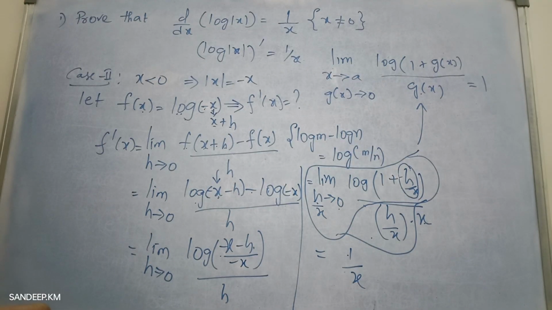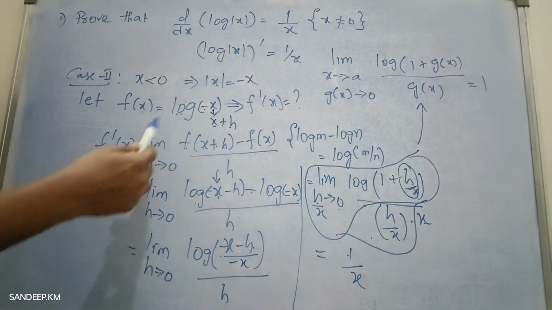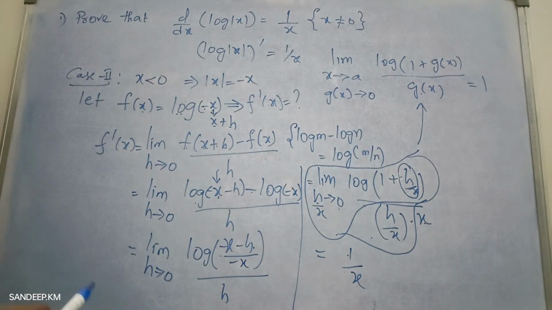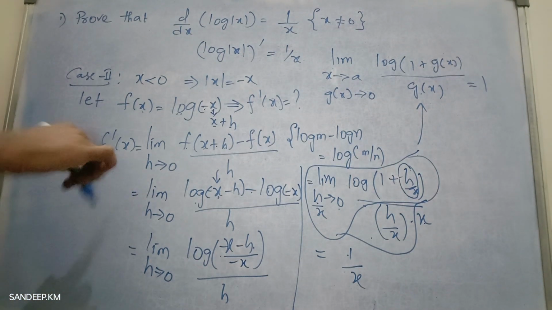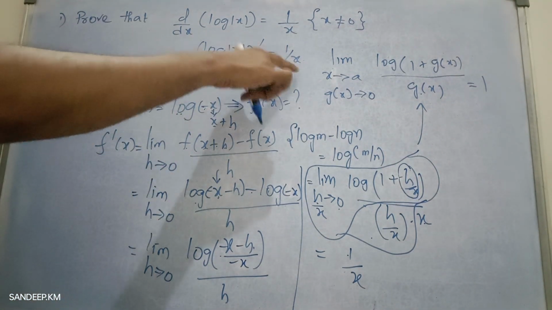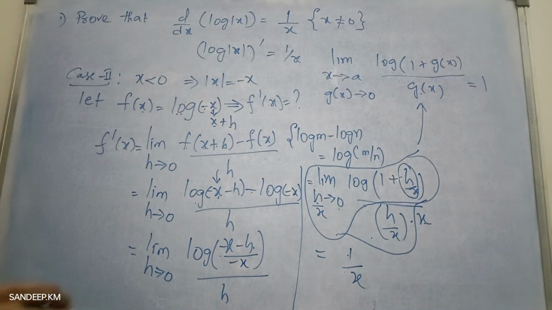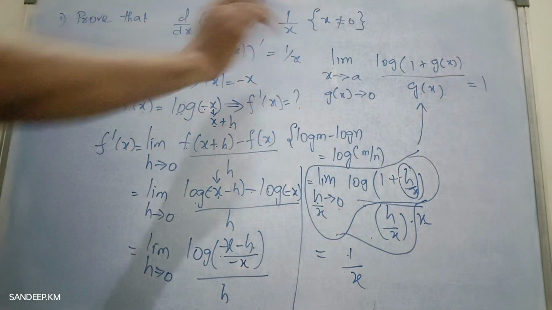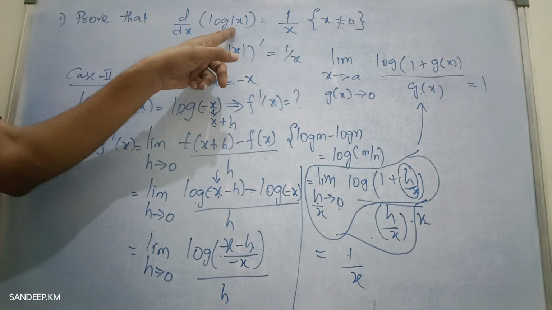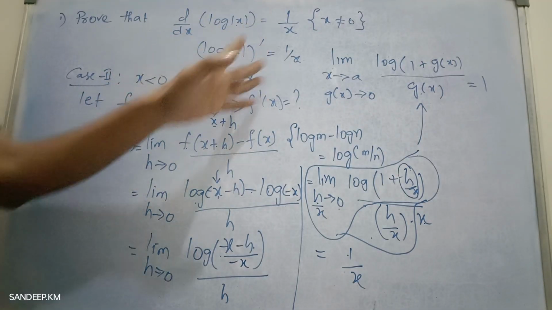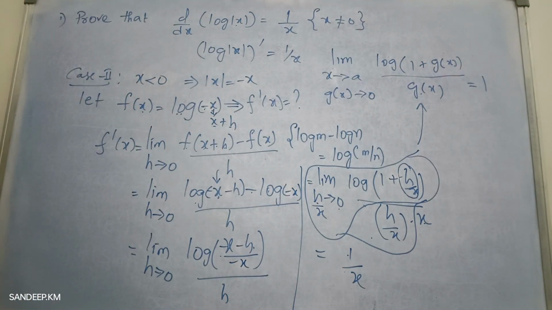So in case 2 also we'll get the derivative of log x as 1 by x itself. So dear students, in case 1, the derivative of log mod x is 1 by x. In case 2 also, the derivative of log mod x is 1 by x itself. Therefore, the derivative of log mod x is always 1 by x, whether x is positive or negative, it does not matter. We'll go with the next video.